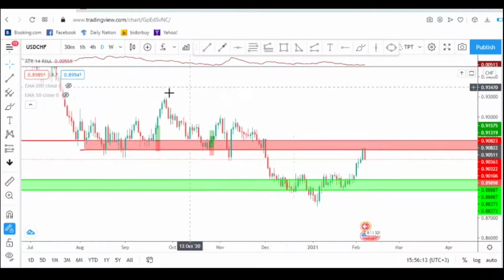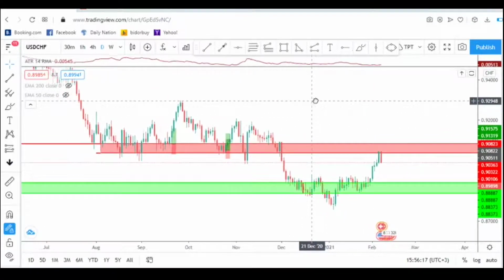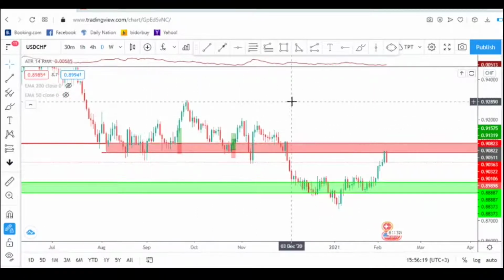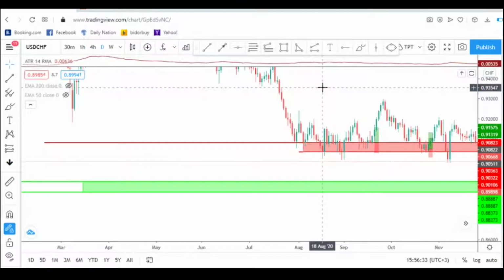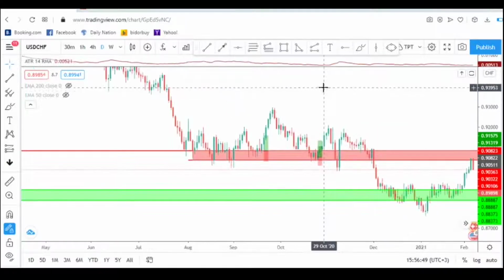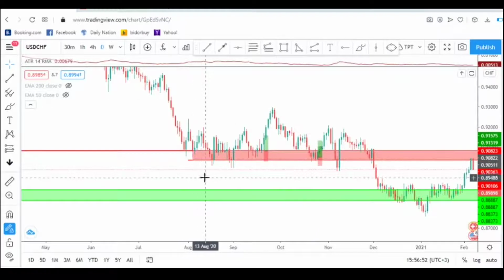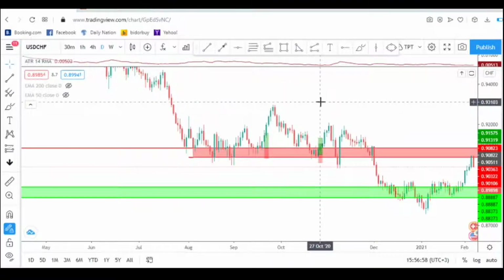Let me first begin with the red zone here, which is at the resistance level. This is a zone that has been tested multiple times as support before the market broke below it. It was tested here as support several times, and it held the market since July up to November. And this is a key level of structure because it has held the market for a long period of time, and it has been tested multiple times.